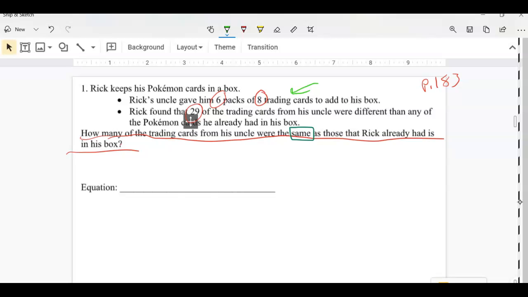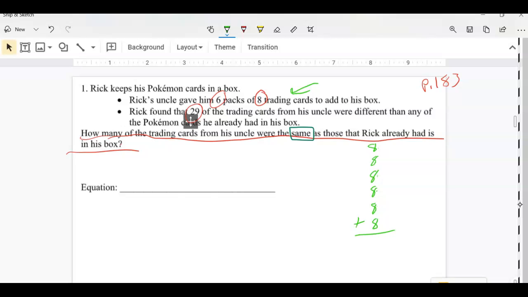So you can have 6 groups of 8 and add them all up. 1, 2, 3, 4, 5, 6. So this is actually repeated addition. You've got 8 trading cards, but there are 6 packs of them. So there's 6 groups of 8. 1, 2, 3, 4, 5, 6 groups.